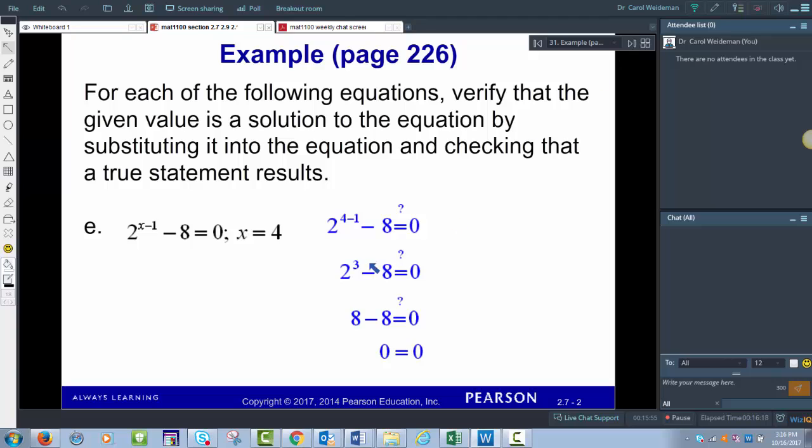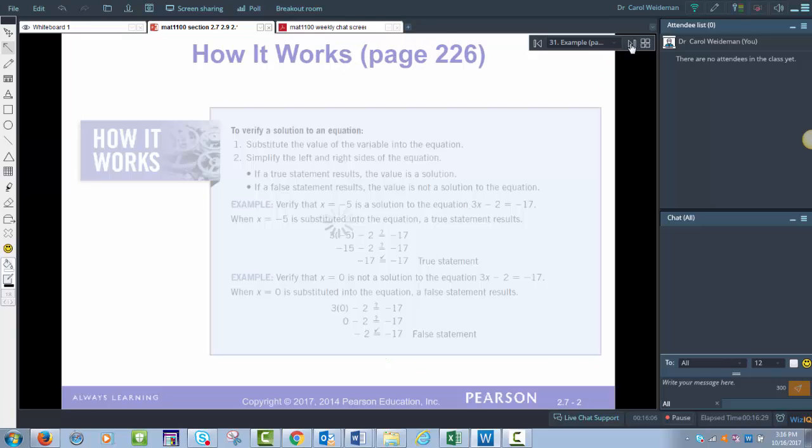And one more. We're going to let x equal 4. So 2 to the 4 minus 1, or 3. 2 to the third power is 8. 8 minus 8 is 0. It checks. That's a solution to that equation.